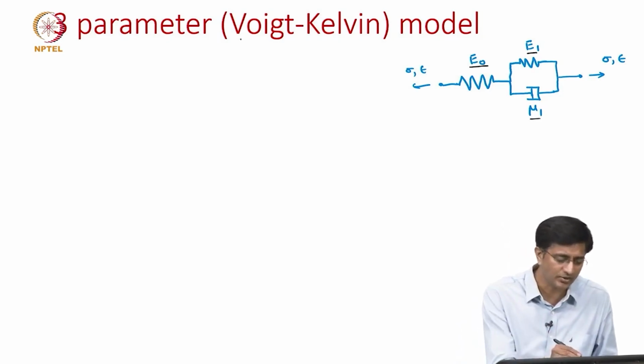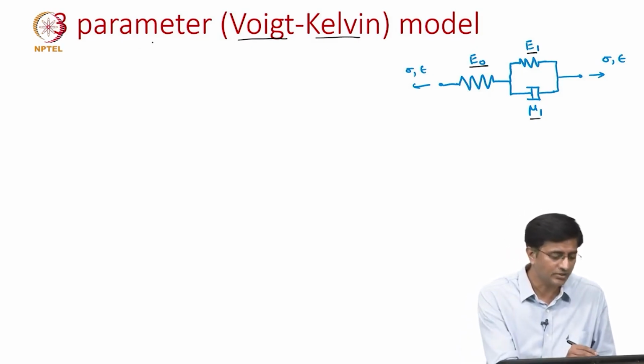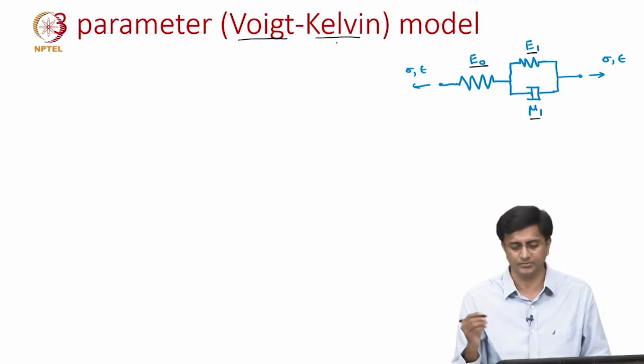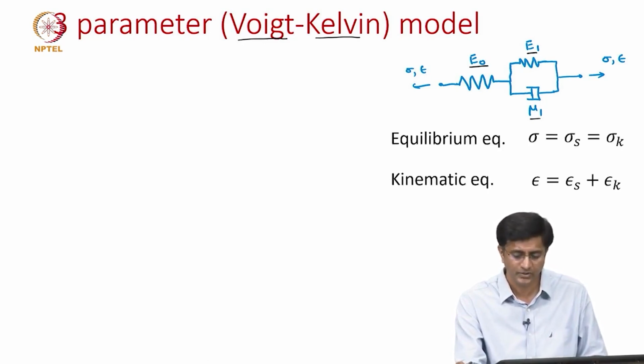There is another name for this 3 parameter model, called the White Kelvin model. So, first let us look at the equilibrium and the constitutive relations.